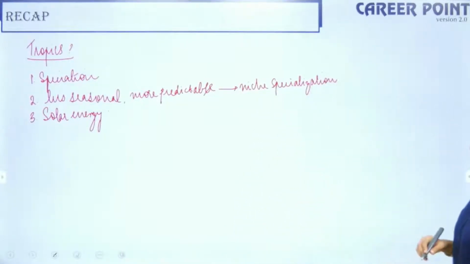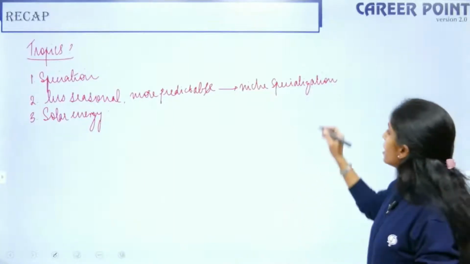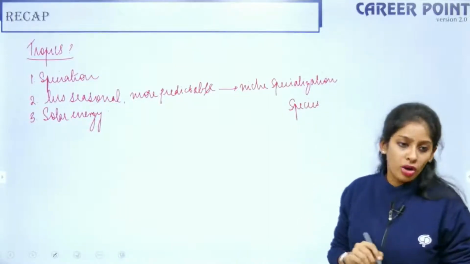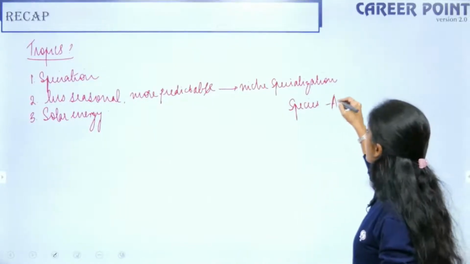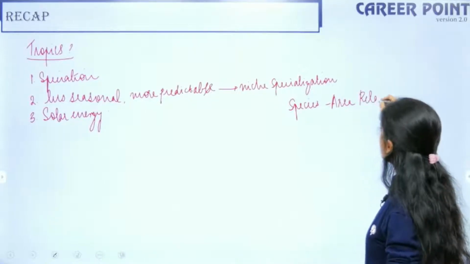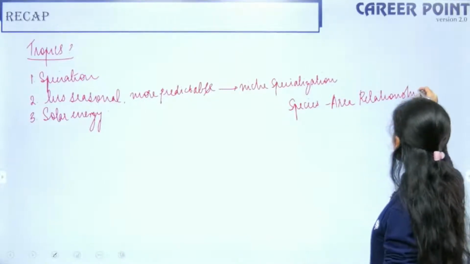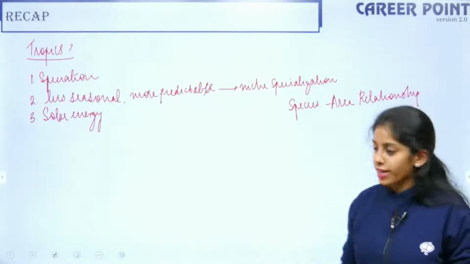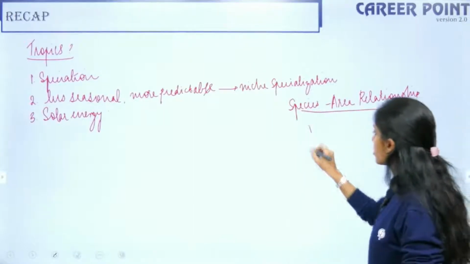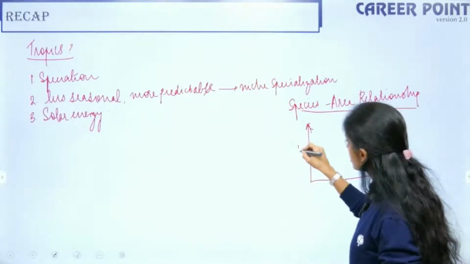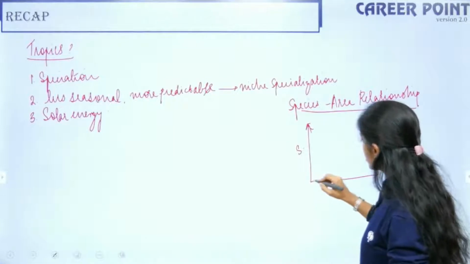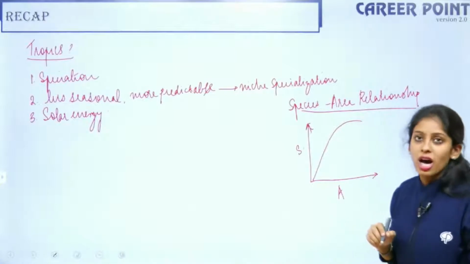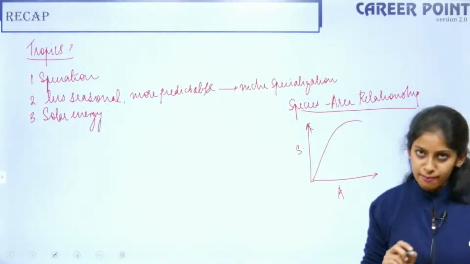Right? Depending on this, we spoke about one relation, that is the species area relation. It was given by Alexander von Humboldt. So what does it say? As you move deeper into an area, the species richness increases, but only up to a certain point, right? So this is your species, this is your area. As you go, the species richness increases, but only up to a certain point, after which it becomes a rectangular hyperbola.